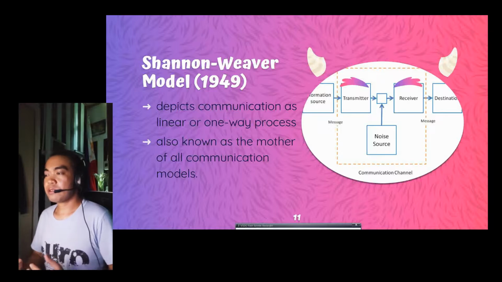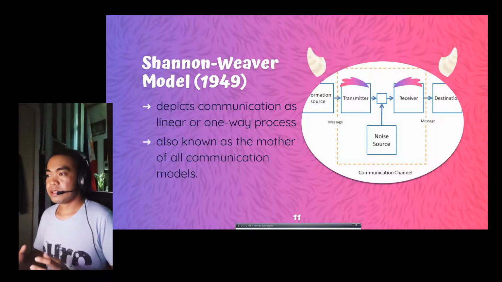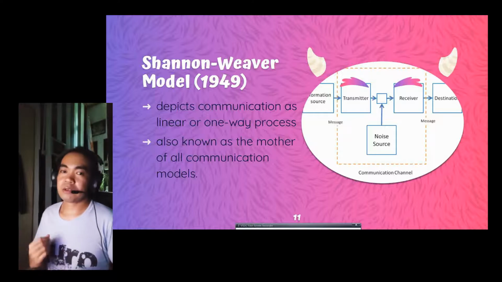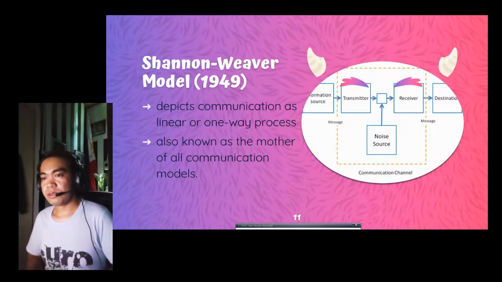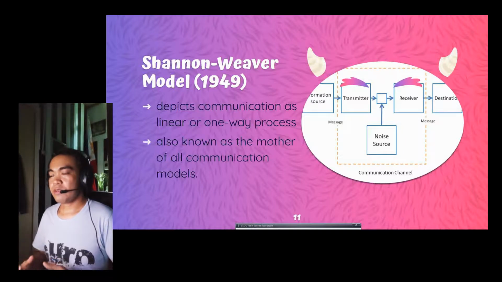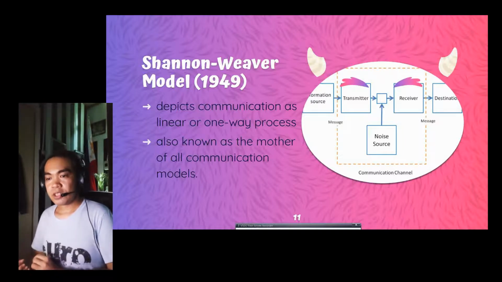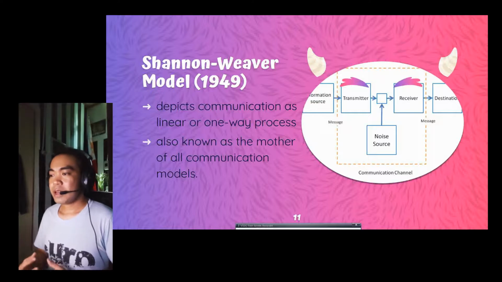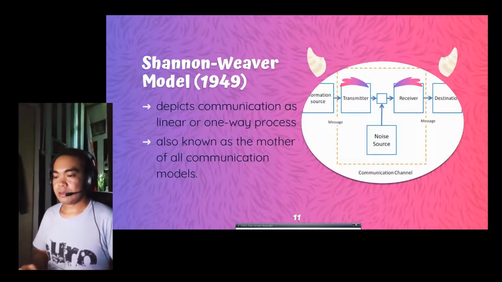However, when it falls under destination, there is no more way from the destination back to the information source. That is why it is called linear or one way, because the information flows only in one direction. Okay, then we have a noise or a noise source, which disrupts the flow of communication.